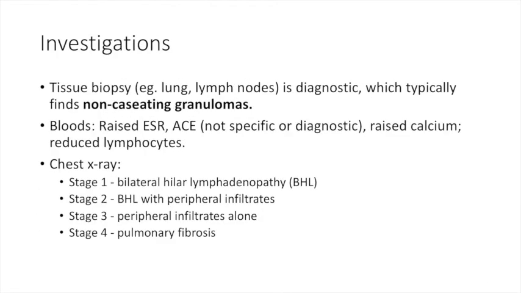So the investigations for sarcoidosis, as we talked about, you would do a tissue biopsy and you look for non-caseating granulomas. You may get a raised erythrocyte sedimentation rate, raised ACE as we talked about, calcium would be raised, and you may also have reduced lymphocytes. Chest x-ray is very important, and the things you're looking for to start off with would be bilateral hilar lymphadenopathy, and as you can see, this can progress and become more severe with the stage 4 being pulmonary fibrosis, and that is probably more appreciated on a CT scan rather than a chest x-ray on the most part.